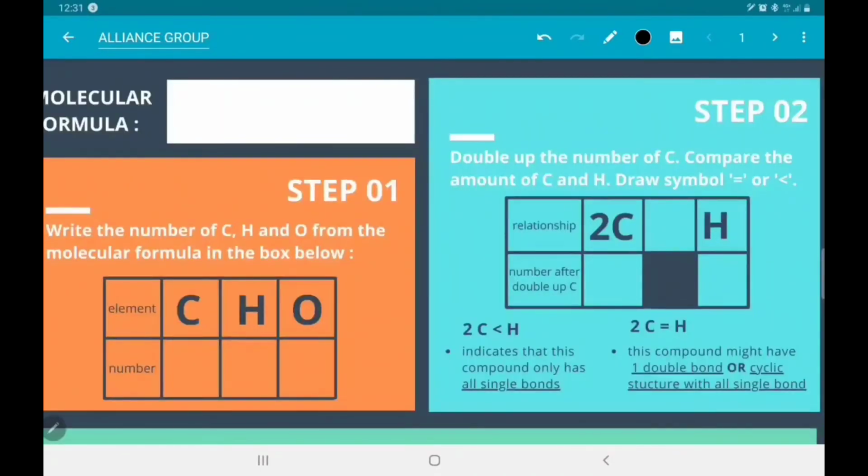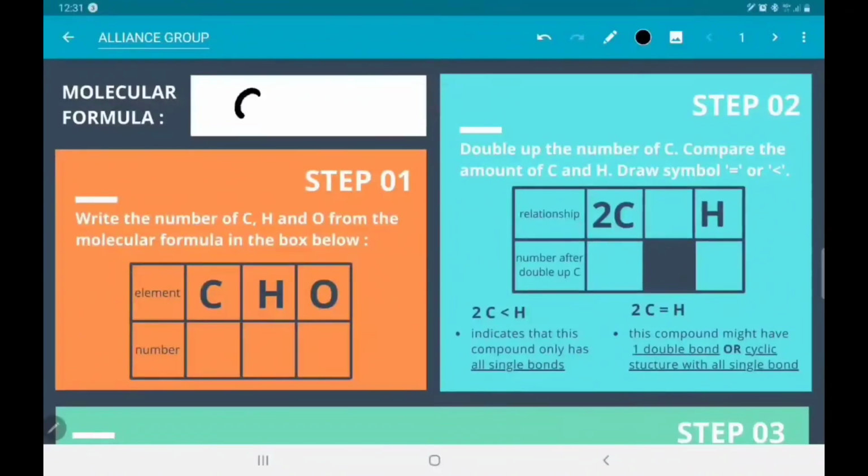Example 5. So we have C3H6O2. Step number 1, write the number of C, H and O. So we have 3, 6 and 2 oxygen. And double up the carbon, so 2C is 6, hydrogen 6. So the relationship is 2 times carbon equals the number of hydrogen. This relationship indicates that this compound might have one double bond or cyclic structure.